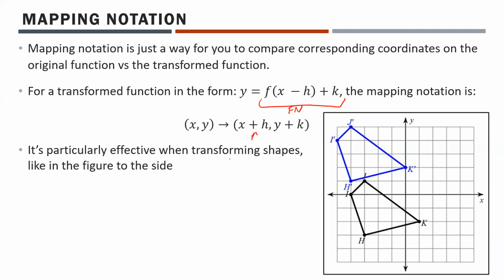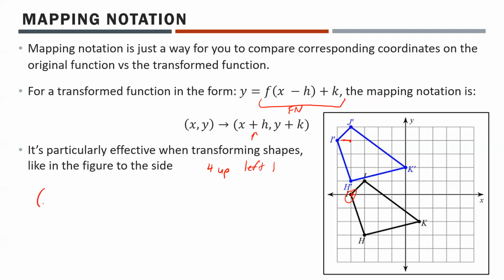So again, like I said, this is particularly effective when transforming shapes, just like the figure to the side. So in something like this, if we wanted to talk about what its mapping notation would be, let's assume the one down here, the black one, is the original. And then this blue one here with all the little apostrophes near it, let's assume that is the new shape. Well, if we just compare one coordinate at a time, we can see that this vertex right here moved up 1, 2, 3, 4 up. So it went 4 up, and then it went left 1. And that put it into its new location. And you could test all the other ones, but you'd see it was 4 up, left 1.